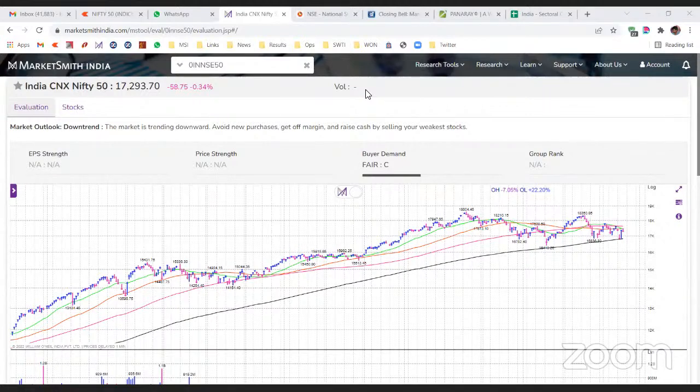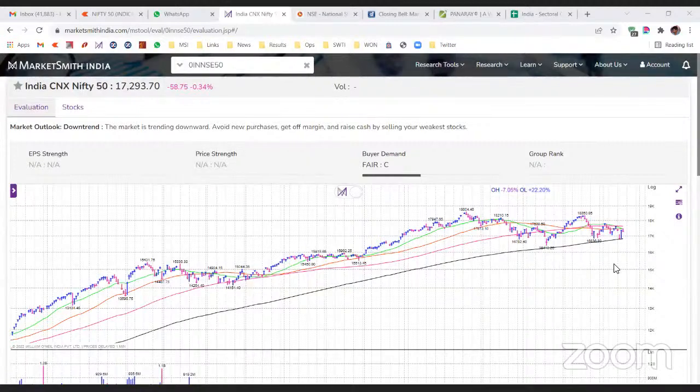We'll start the session by discussing the Nifty index and major indices which impact Nifty's movement. Then we'll move on to stock queries. I think most of the participants have joined. I think we can go ahead with the session now.